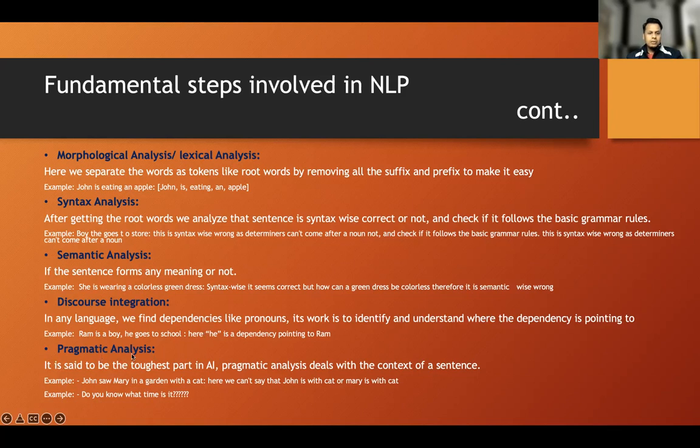Pragmatic analysis: this is said to be the toughest part in AI. Pragmatic analysis deals with the context of a sentence. In machine learning so far, as of today, I have not seen anything that will tell in which context it is talking. I'll give one example here: "John saw Mary in a garden with a cat." Your NLP algorithm or machine learning cannot tell exactly whether John is with the cat or Mary is with the cat. This is a rather complex problem in terms of context, and a lot of research is going on in this kind of context meaning.